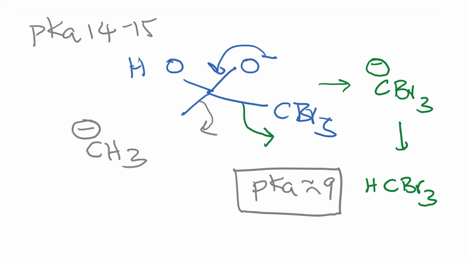And as you know, the pKa of methane is in the 40s, definitely greater than 35. So this is really not going to happen. So the loss of CH3 minus is unlikely. So between the two choices, the formation of CBr3 minus and the formation of hydroxide ion, the formation of CBr3 minus is dominant.